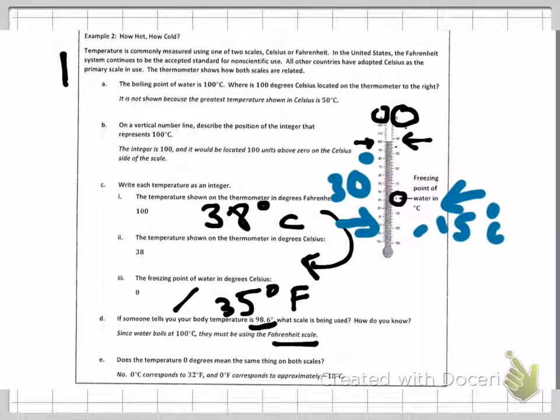Okay, so when I go back here, it says no, 0 degrees corresponds to 32. Oh yes, well I said 30 here, but it's closer to 32 degrees Fahrenheit, and 0 would represent more like a negative 18 degrees Celsius. So I was close in estimation.